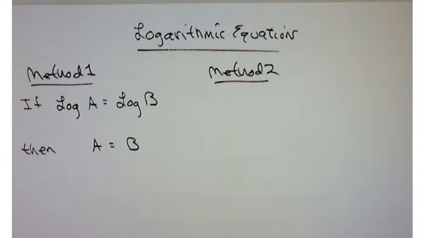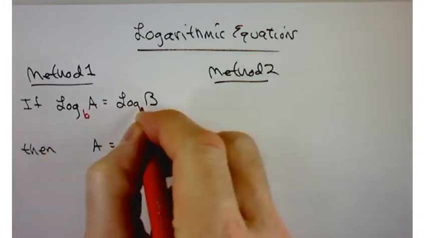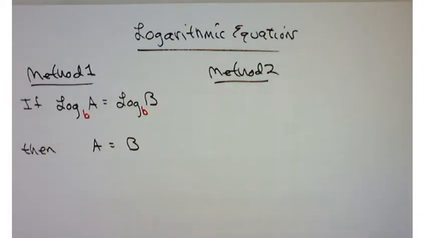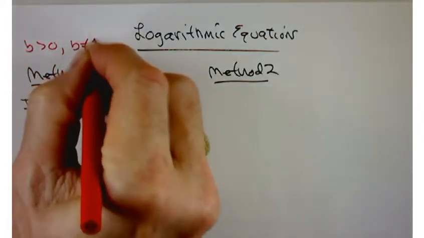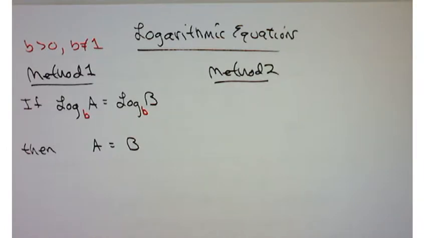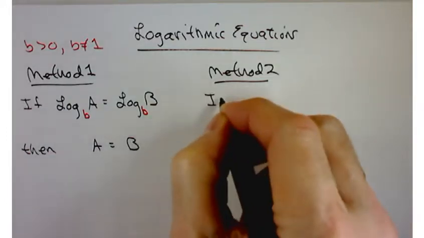Now, even though it's not written, it's understood this is true for any base. So we'll just, again, write the generic base b for both of these, as long as b is positive and not equal to 1, we're okay. That's the first method. The second method is doing something we've actually done before.